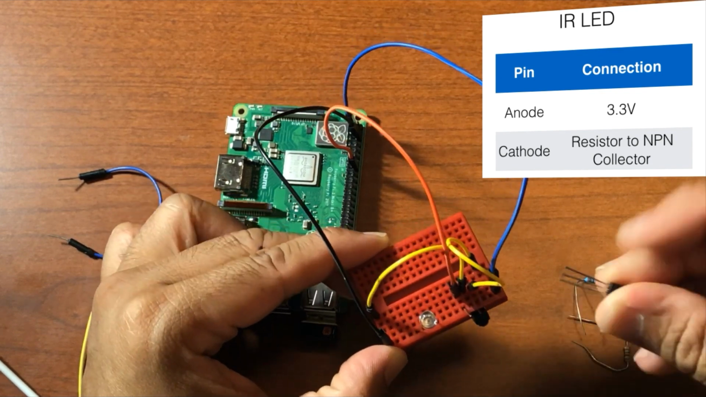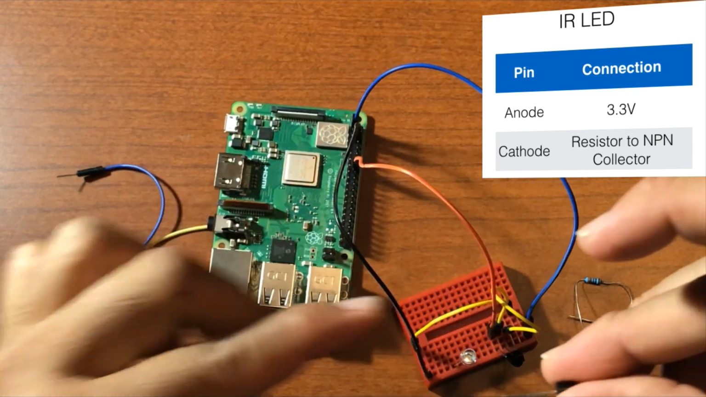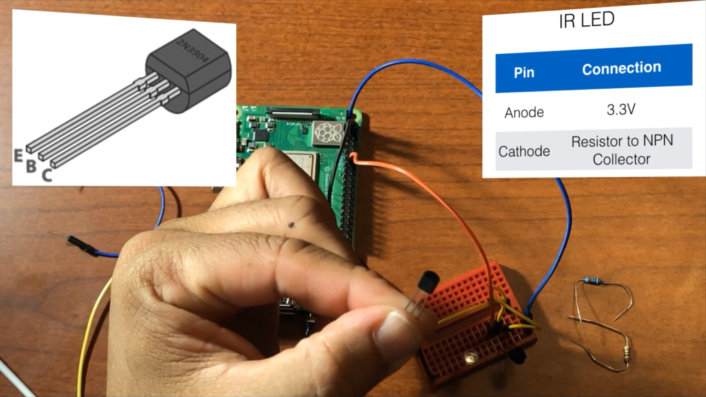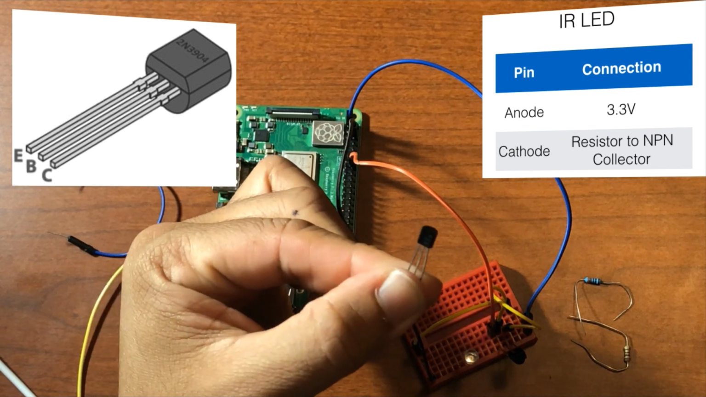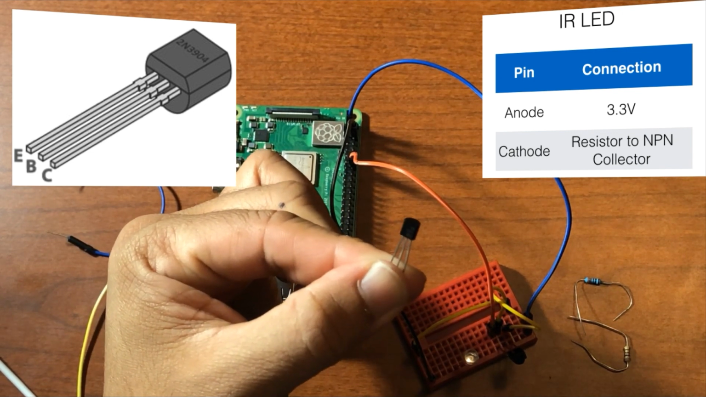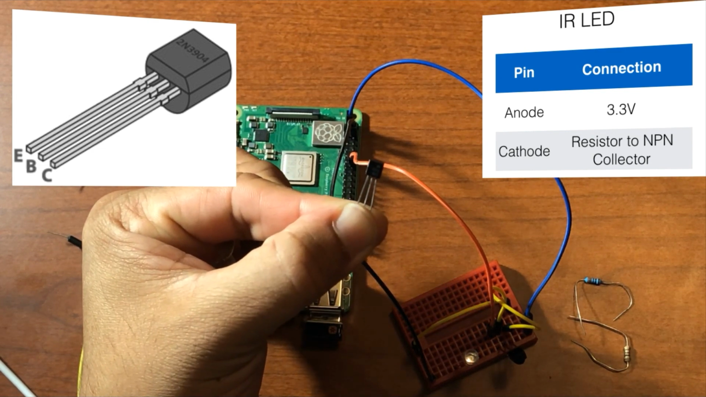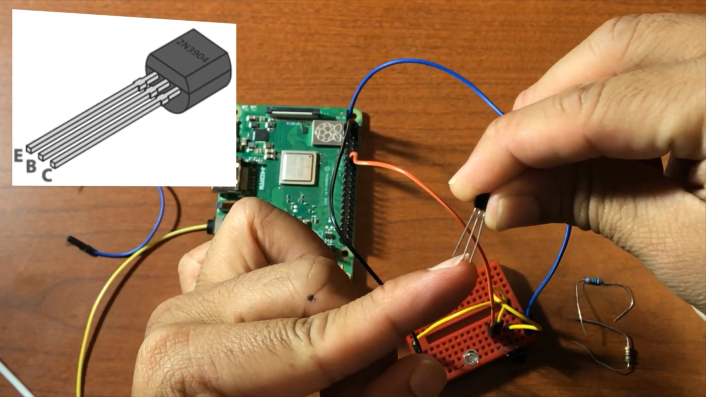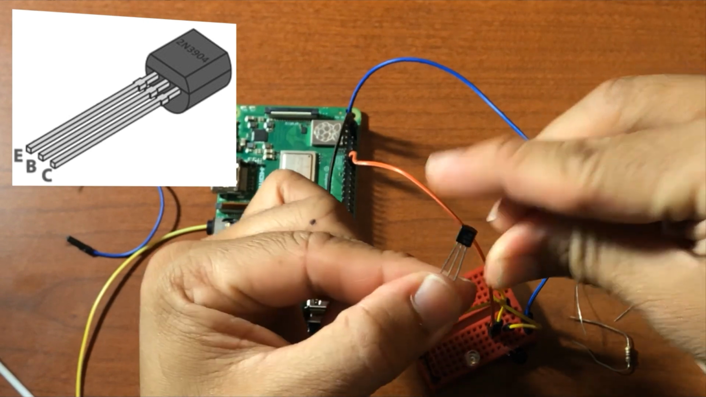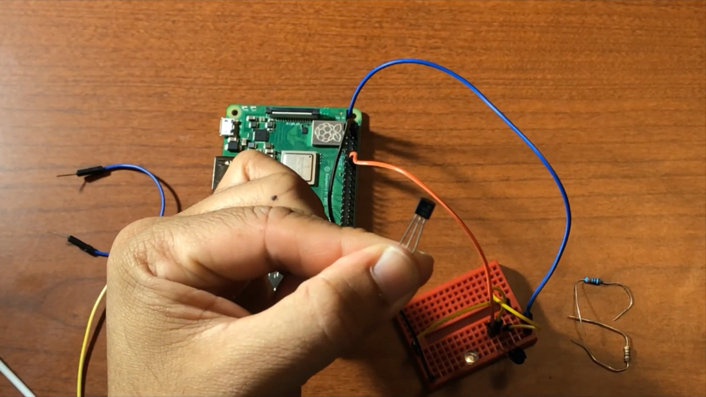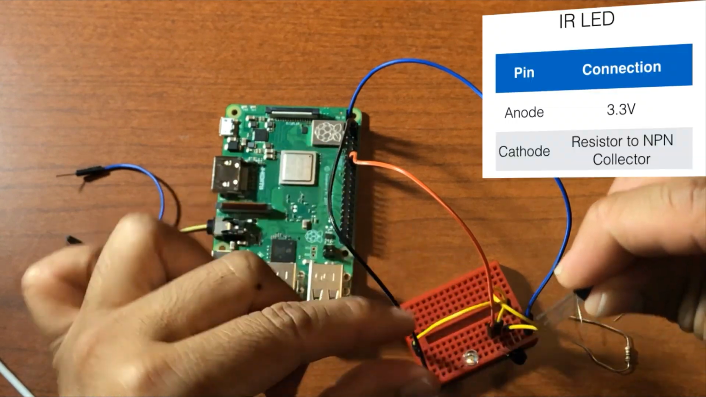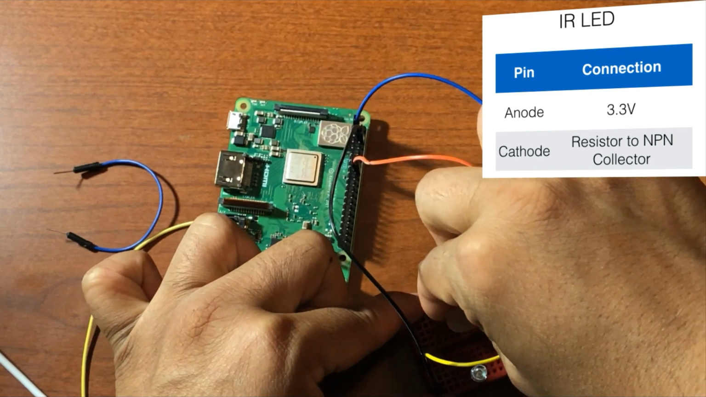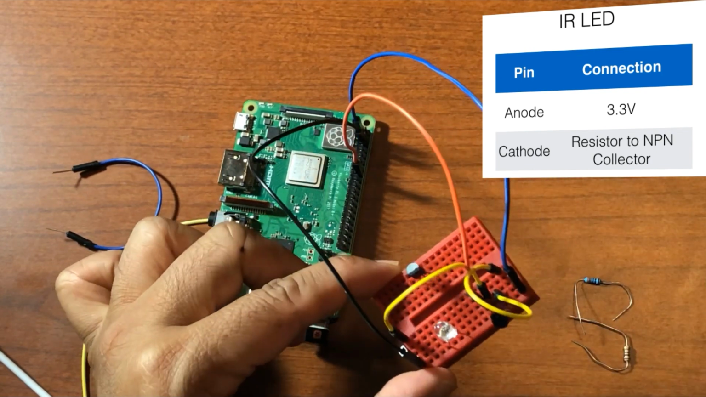Next to our IR LED, we're going to have our NPN transistor. For the schematic of our transistor, when it's oriented with the flat side facing us, the leftmost pin is the emitter, the middle pin is the base, and the right pin is the collector. You just have to be mindful of that when you're connecting it to the circuit. I'm going to connect the transistor on this side of the breadboard.